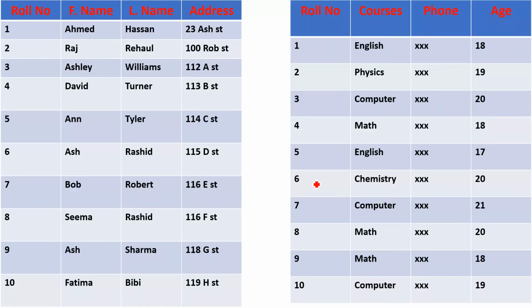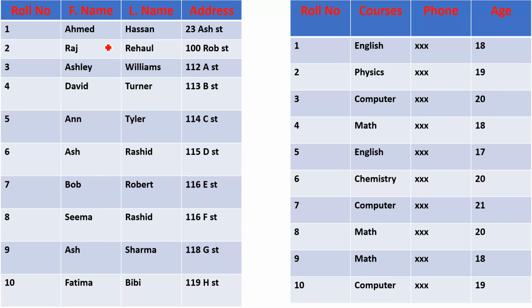Here is the example of your table or database. Here I have made two tables. Individually, this is one table, or simply you can say this is the database. Here I have written only the records of 10 students. So see, the roll number of the first student is 1. Ahmad is the first name, then last name and address. This is the second table. Here we have courses, phone number and ages, right?